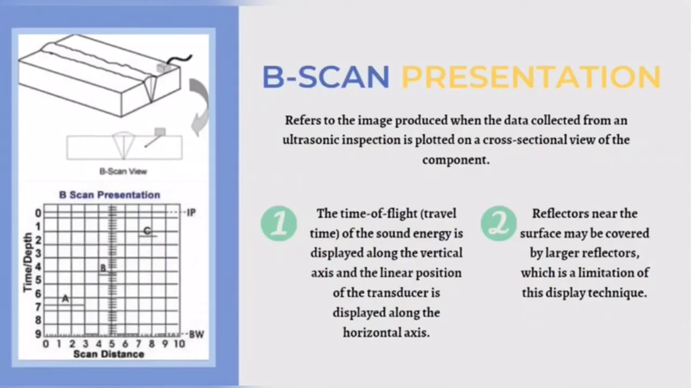B-scan presentation. B-scan refers to the image produced when the data collected from an ultrasonic inspection is plotted on a cross-sectional view of the component. From the graph, the time of flight, or travel time of the sound energy, is displayed along the vertical axis, and the linear position of the transducer is displayed along the horizontal axis. Reflectors near the surface may be covered by a larger reflector, which is a limitation of this display technique.